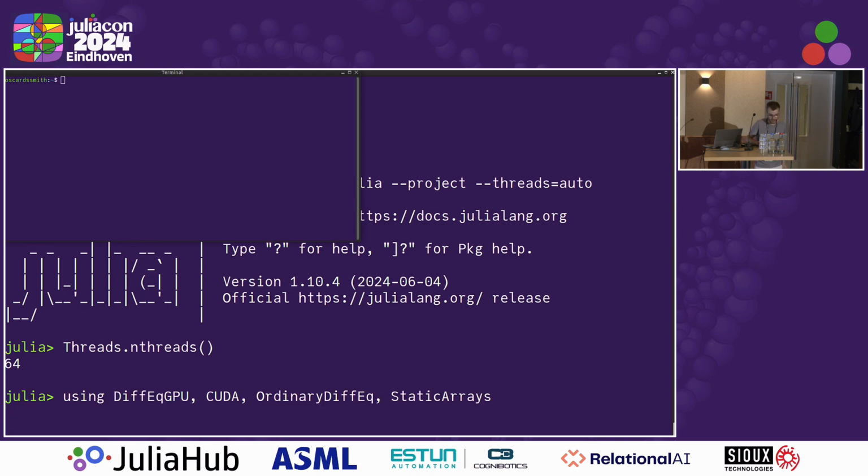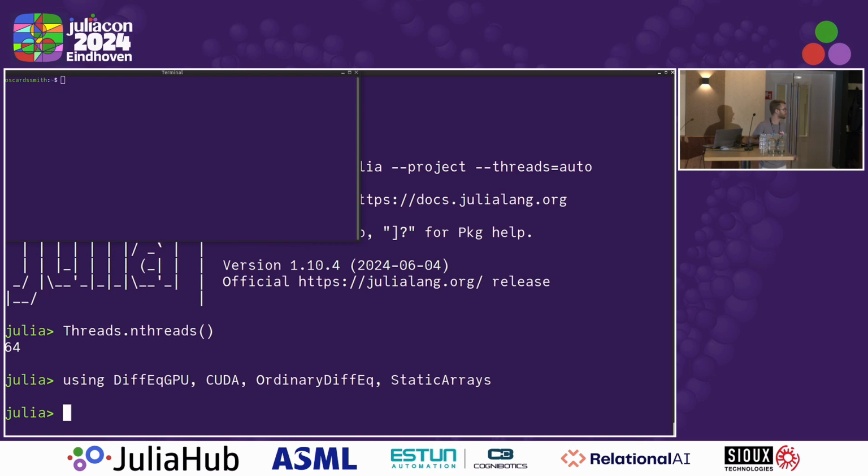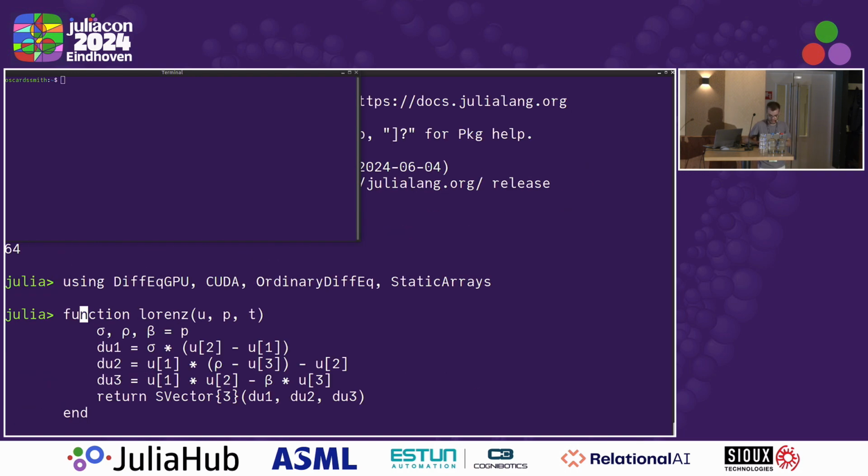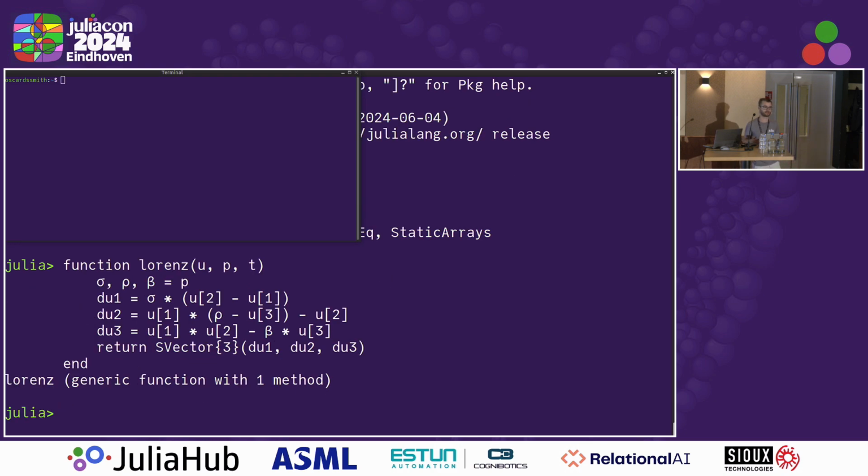So yeah, we can load our packages. Eventually. Time to first plot's not too bad on this. And so here we have just a simple Lorentz problem. It's the classic demonstrator. It's a chaotic system. It's one of the simplest chaotic systems that exists.